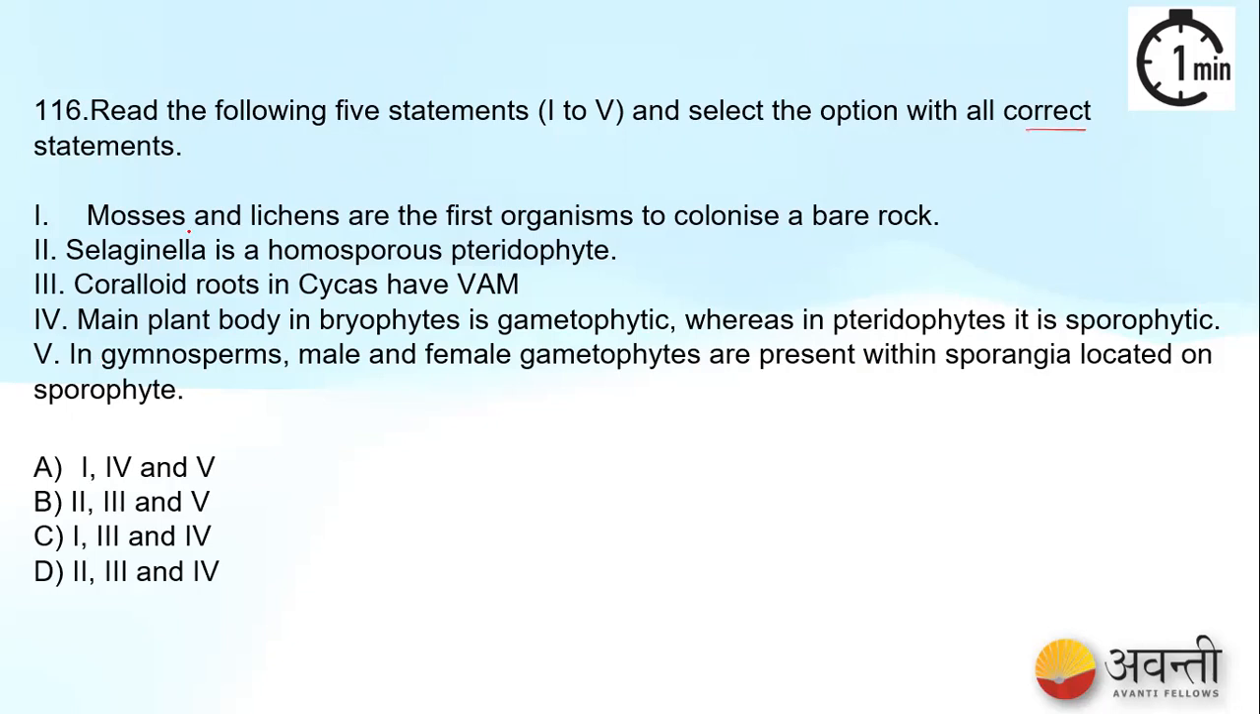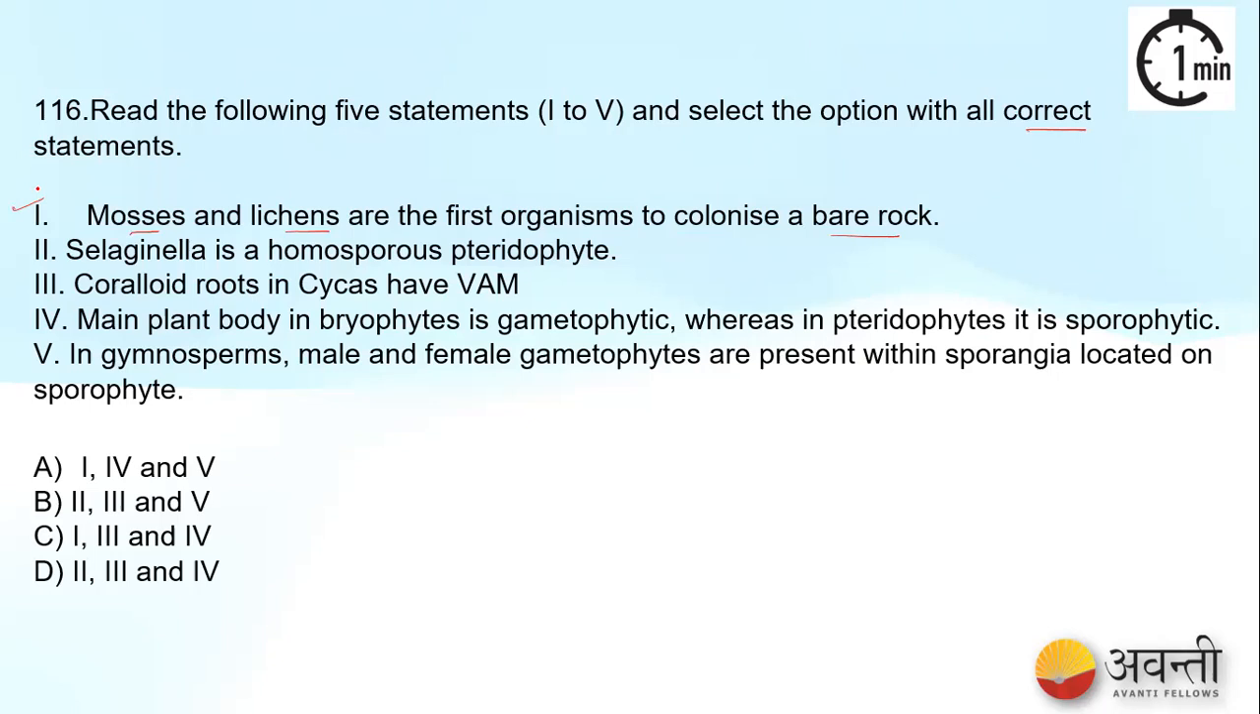Correct. So the first option, mosses and lichens are the first organisms to colonize a bare rock. So this is very, very true. So there are many forms of lichens. For example, foliose lichens, and then we have crustose lichens. So here there are specific types of lichens which actually grow on bare rocks.